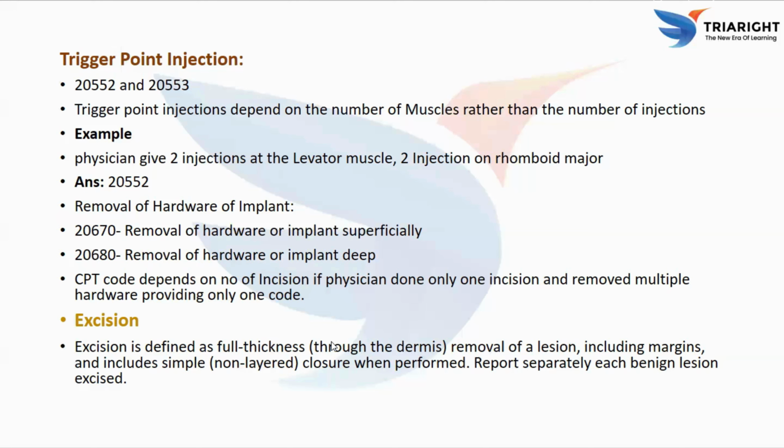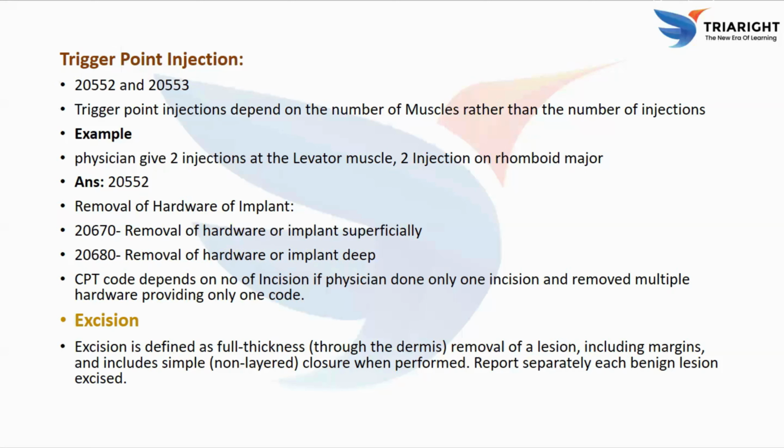And next is the procedure excision, skin lesion removal. So what is excision? It's a complete removal of a lesion through the dermis, that is, the full thickness of skin including the margins. Excision always includes the simple closure. Margins are included in this. Simple closure is included, but intermediate or complex closure is not included. If they are documented, you have to code them separately.